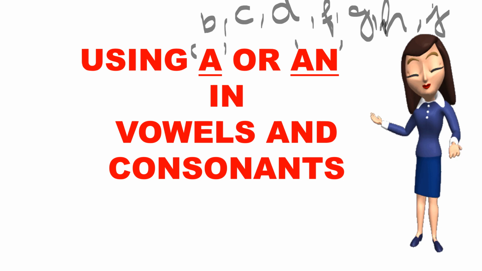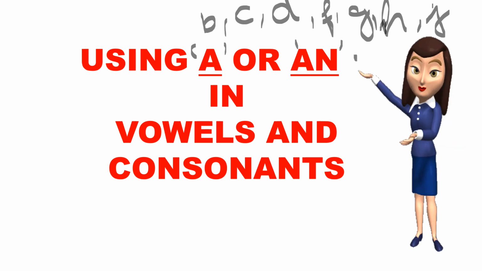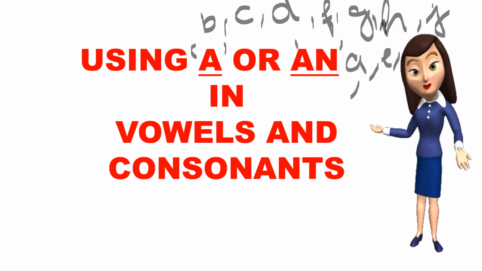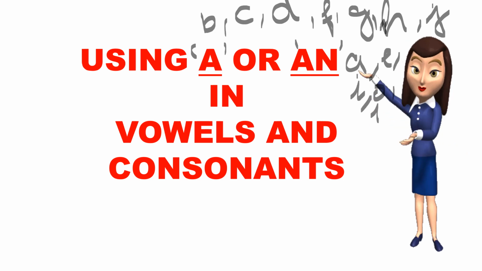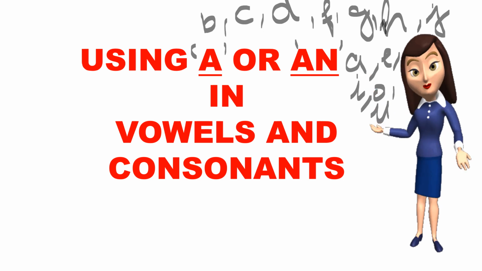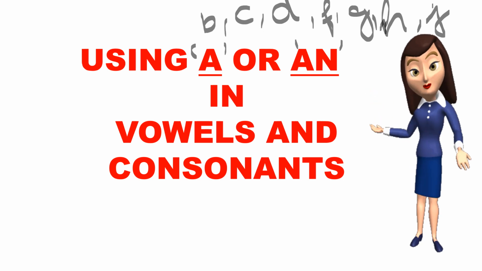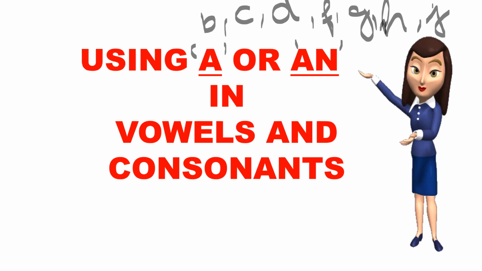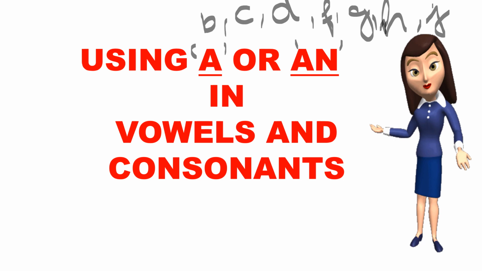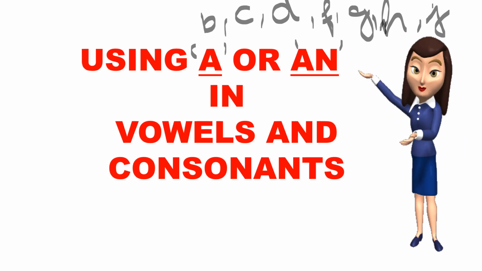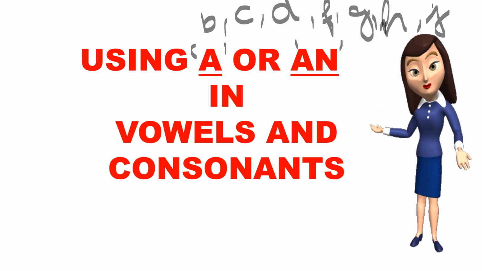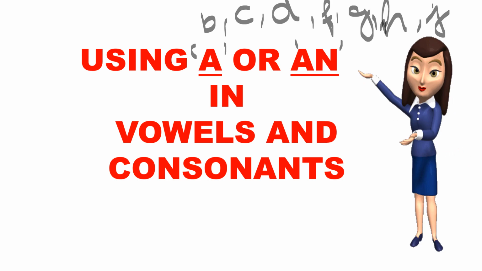And an is used with vowels like A, E, I, O, U. How many vowels do we have? We have A, E, I, O, U. We have 5 vowels, right? And that doesn't mean that wherever A, E, I, O, U is written we use an. No. The thing is that the sound should also be like A, E, I, O, U. Is that clear? Right? Okay. So now let's start with the video now.